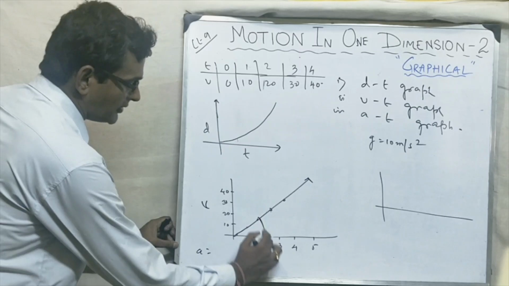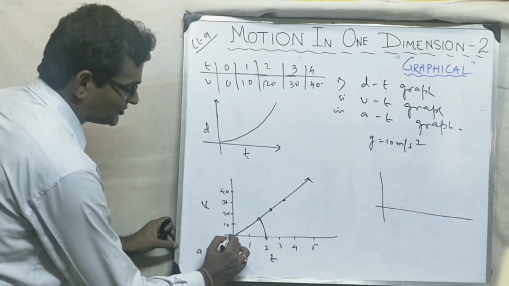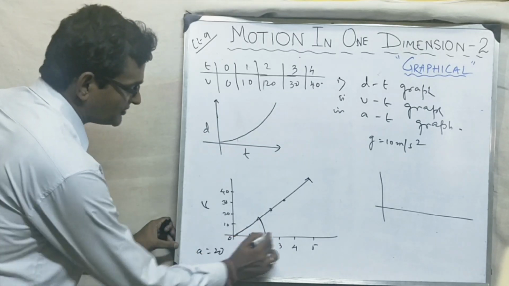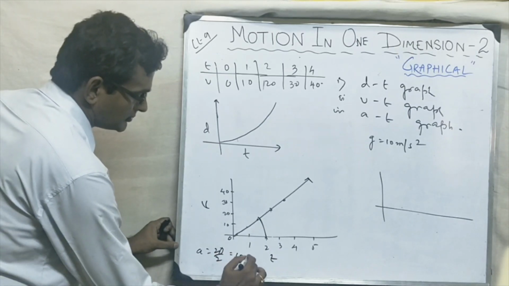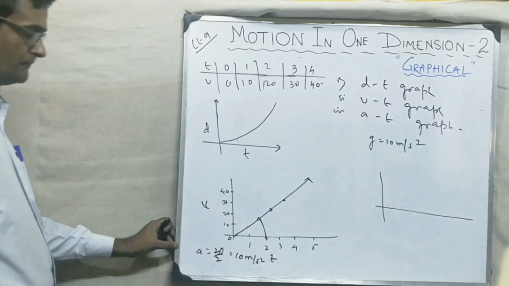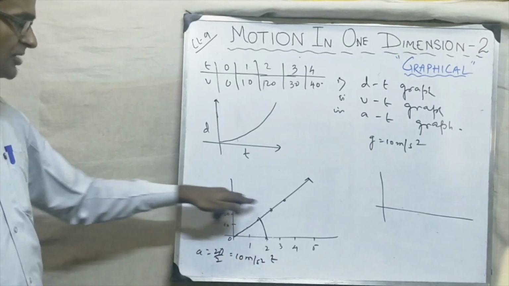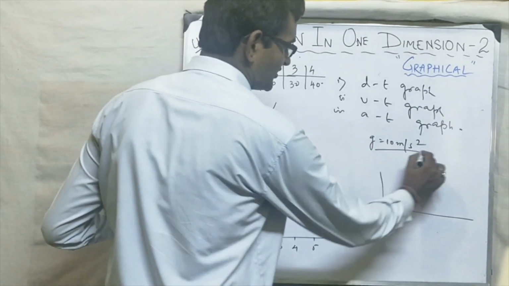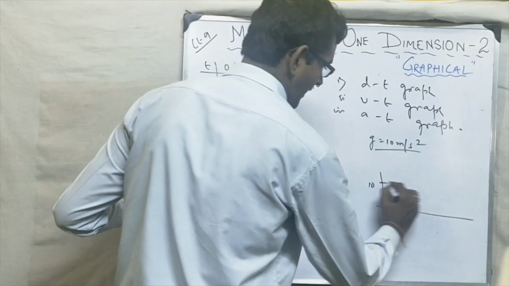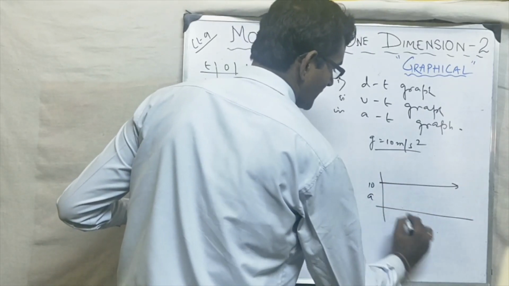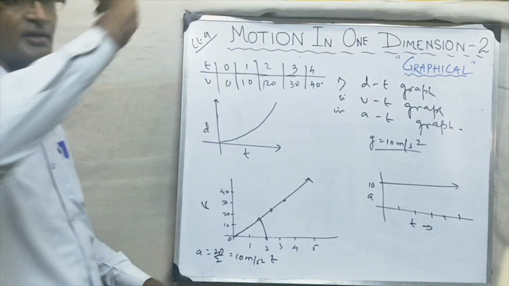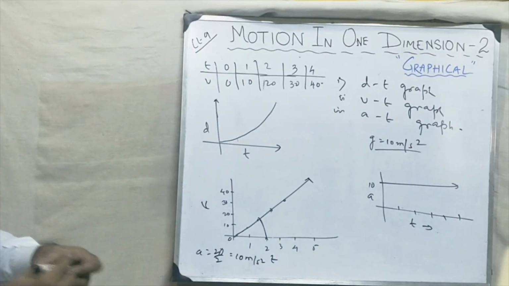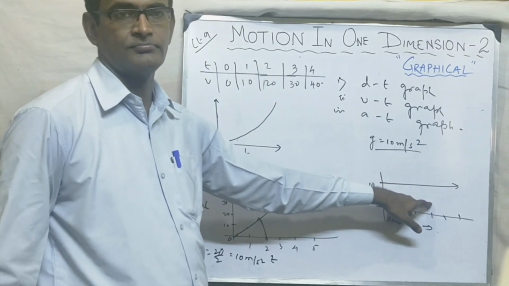Suppose I take this point. What is the del V? 20 minus 0, 20, and what is the time? 2. 20 by 2, that is what? 10 meter per second square. After 3 seconds, 30. So I have taken the acceleration constant. So here write 10, and this line will be what? Acceleration time graph. 1, 2, 3, 4, 5, whatever. The time is changing, but acceleration is not changing.